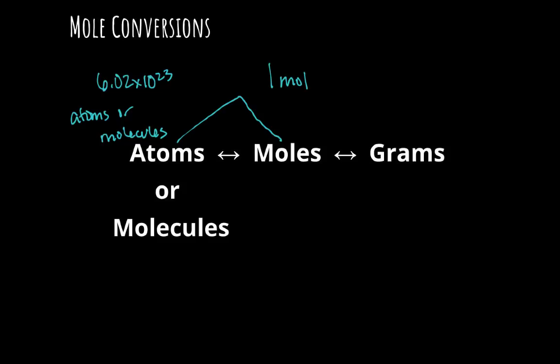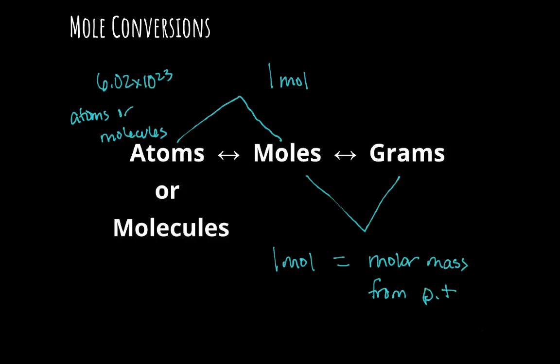If you're going from moles to grams, then we use 1 mole equals the molar mass in grams from the periodic table. So you can't go directly from atoms or molecules to grams. You have to go through moles first.